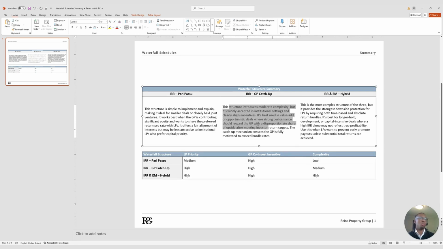Once dealing with institutional players, this is what you're going to see more often than not, is the IRR-based waterfall with a GP catch-up. But if you are working on a particularly complex deal, based on this description that we have here, well then you may run into the IRR and equity multiple hybrid schedule, and that has the highest complexity. But regardless, we use these three schedules to align the incentives of all of the capital providers in the deal. And these are the sort of schedules that we'll use to really make the deal attractive to potential stakeholders.